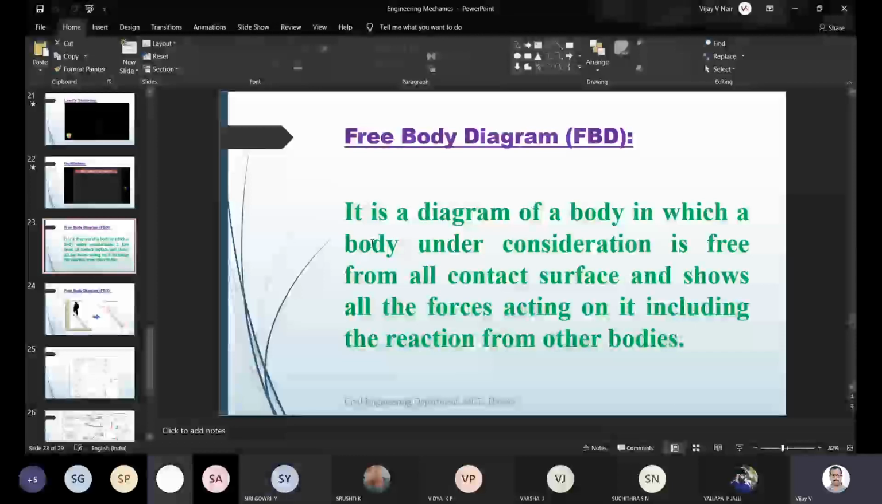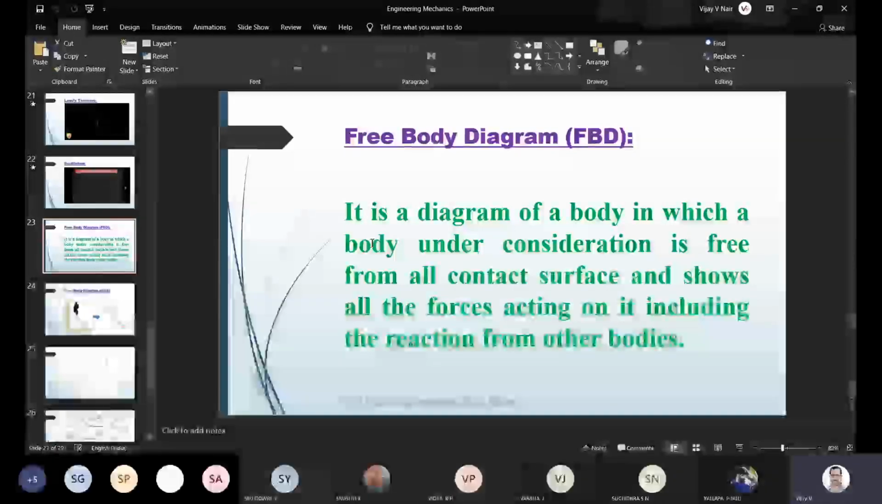Yes, sir. Okay, so the free body diagram is very important, because it helps you understand the real world scenario and convert it to a diagram like the force systems I showed you. It's a diagram of a body under consideration, free from all contact surfaces, and it shows all the forces acting on it, including the reactions from other bodies.